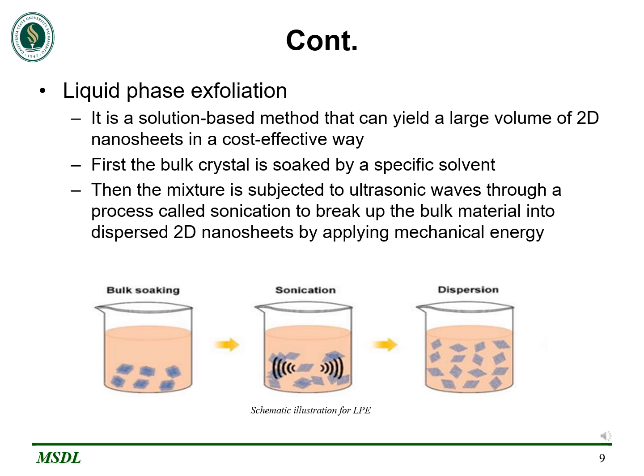The process begins by soaking a bulk crystal in a specific solvent. The mixture is then subjected to ultrasonic waves through a process called sonication to break up the bulk material by applying mechanical energy. This results in a homogeneous solution containing a high concentration of 2D nanosheets.